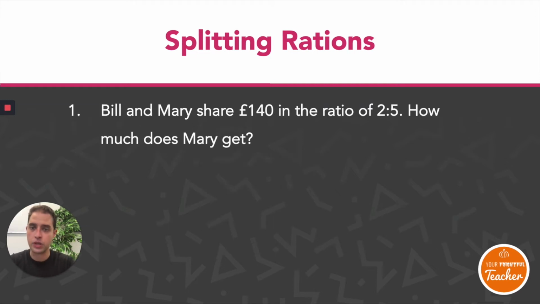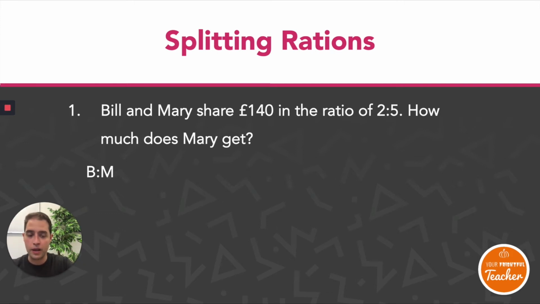So let's take that first question. Bill and Mary share £140 in the ratio of 2 to 5. How much does Mary get? So let's line this up. Let's show our workings. If this specific question has more than 1 mark, we should always be showing our working. So let's give it a go.